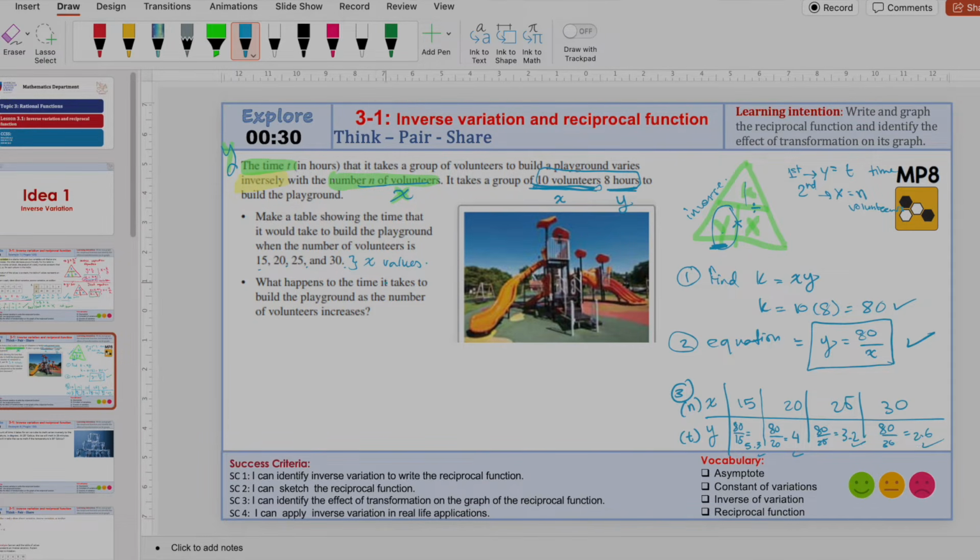Then what happens to the time it takes to build as the number of volunteers increases? So the higher the number of volunteers, the lower, or the time decreases. You need less time to build the playground. So they are inversely related. One of them increasing, which is number of volunteers, and the other one decreases, which is the time.